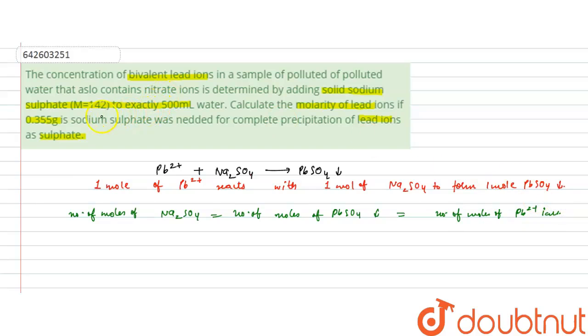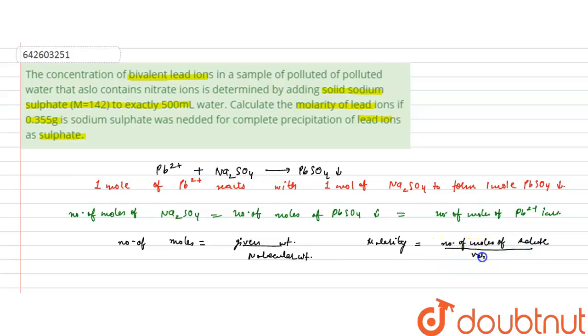So in the question it is given that 0.355 gram of sodium sulphate was needed for complete precipitation, and its volume and molecular weight is also given. So first we can calculate the number of moles of sodium sulphate, and further we can calculate its concentration. So number of moles can be calculated by the formula: number of moles is given weight of the solute upon its molecular weight of the substance, and molarity is calculated by the formula, that is molarity is number of moles of solute upon volume of solution in liters.